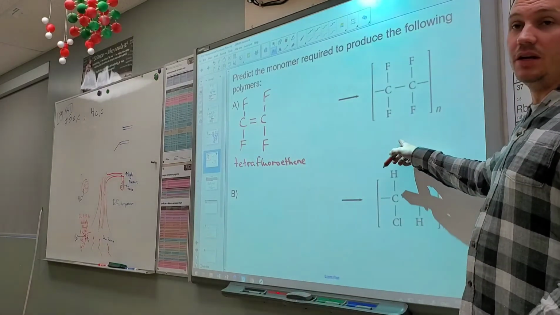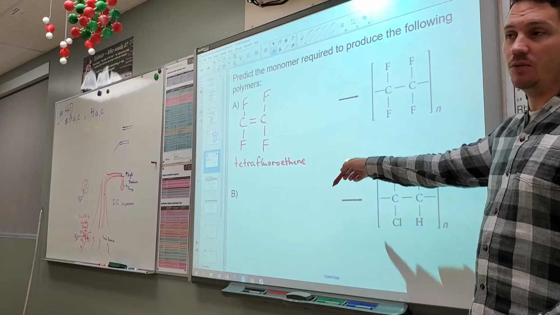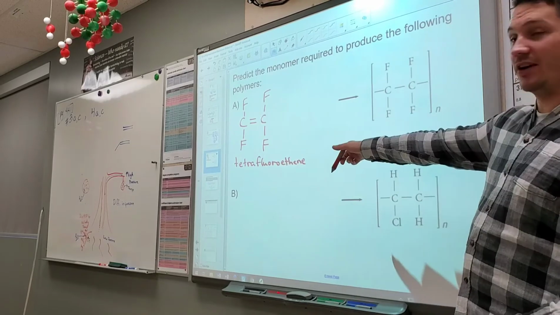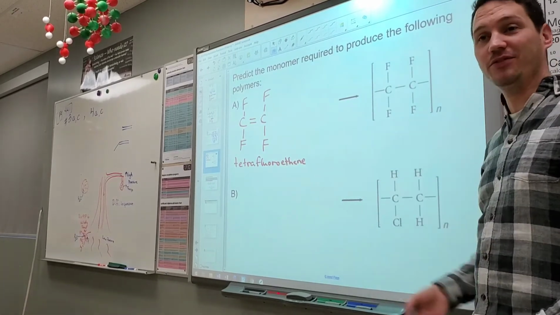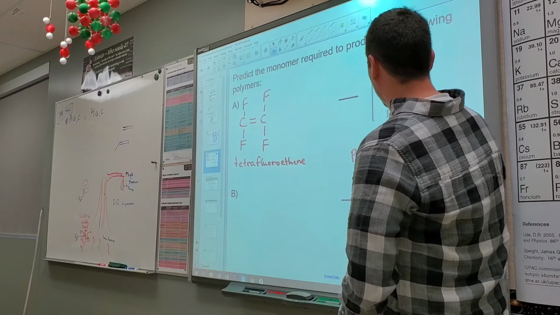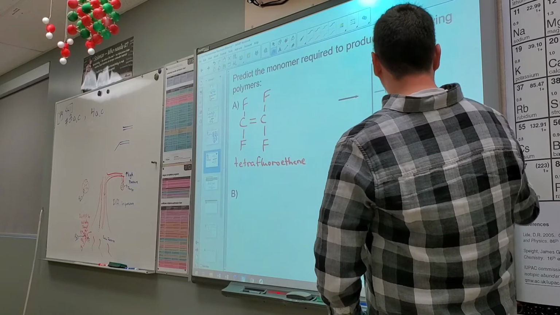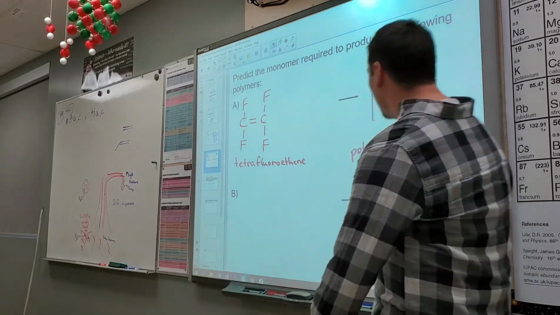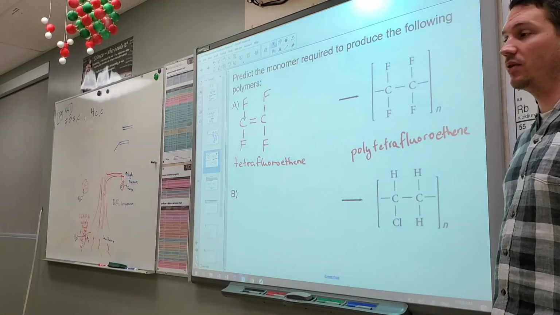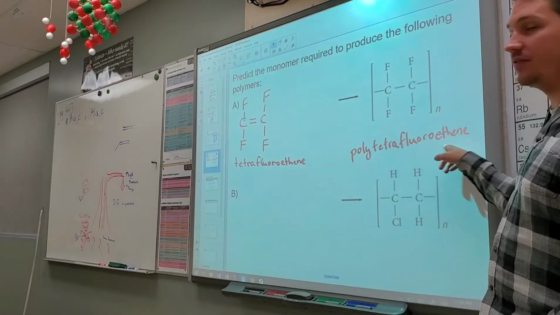And this is going to be what? The polymer that you make from tetrafluoroethene is going to be what? What are you going to stick in front of this name? Polytetrafluoroethene, right? So now this is polytetrafluoroethene. What 4 letters do you think we would use for polytetrafluoroethene? P, T, F, E. PTFE.